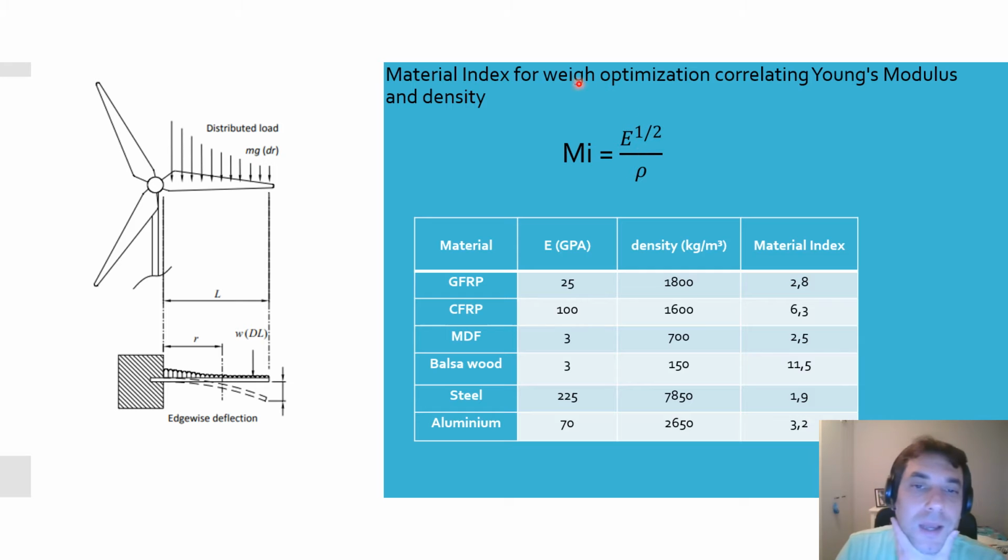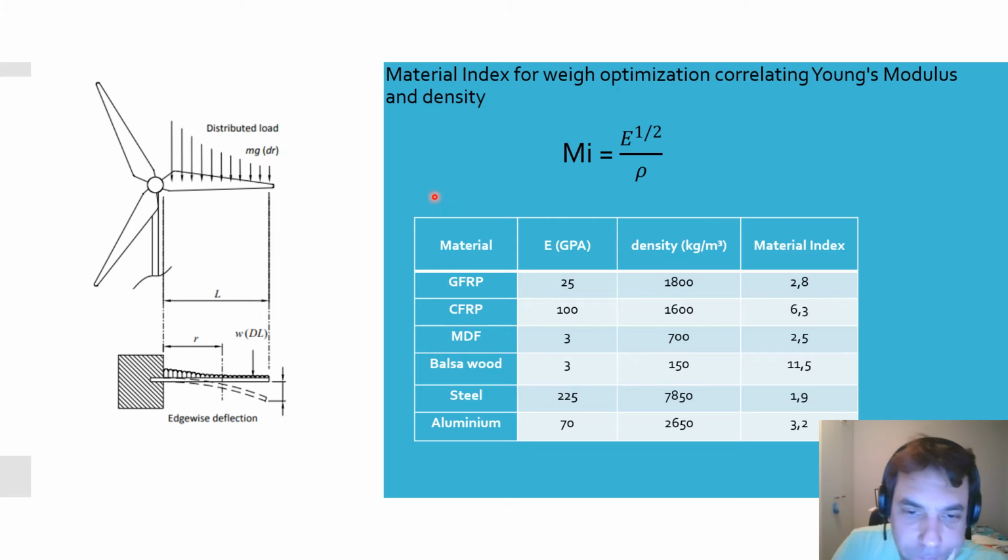I selected a material index to optimize the weight, correlating Young's modulus and density. This formula here is the correlation of Young's modulus, the elastic modulus of the material, and the density. This is to get the lightest material that we can.